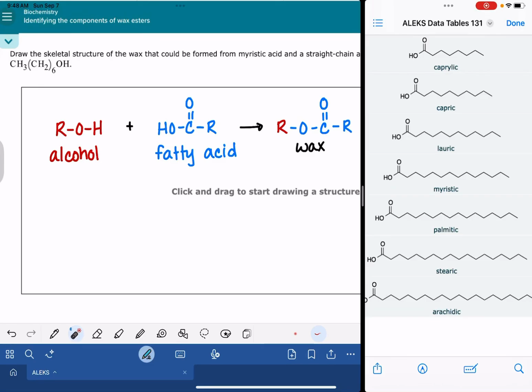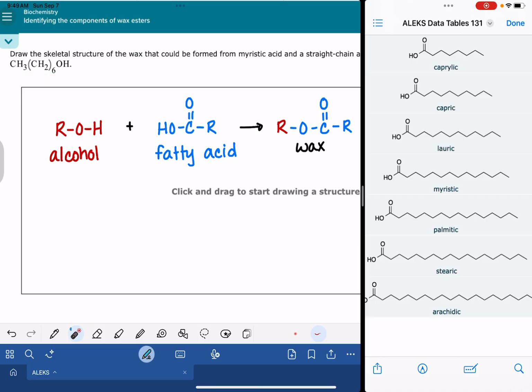Hey everyone, in this video I'm going to show you how to solve ALEKS' problem called identifying the components of wax esters. There are two different versions of this problem and I'm going to walk you through solutions for both of them in this video. This first version, ALEKS is asking us to draw the skeletal structure or line structure of a wax. It could be formed from a particular fatty acid and a particular alcohol.